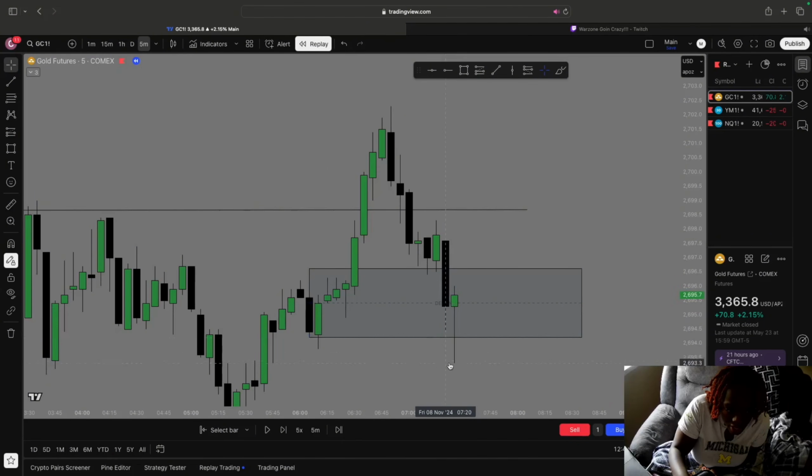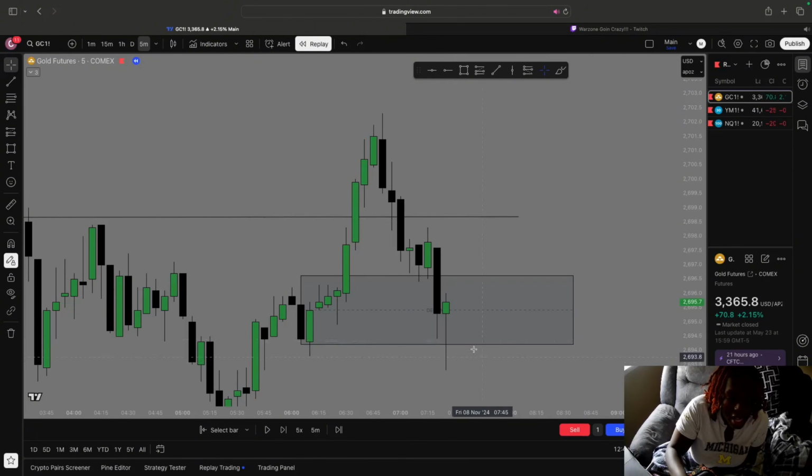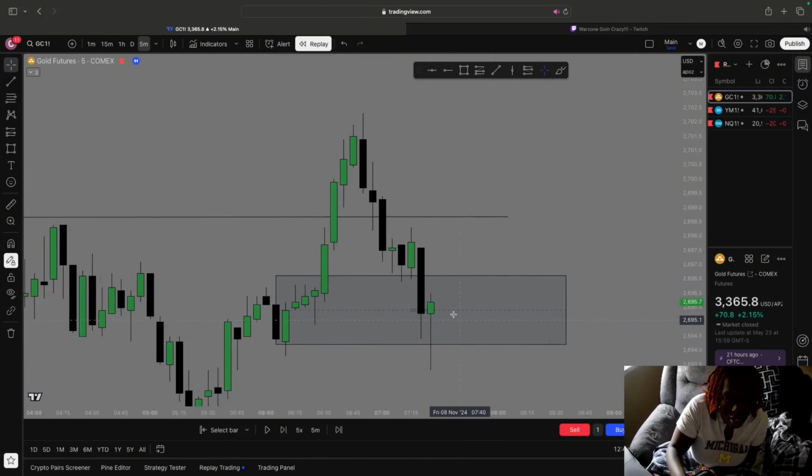Now, even though we wick below the box, we have not broken the box with the candle body. It has to break with the candle's body in order for it to be invalid. This is still a valid demand zone. Now I'm waiting on, and I like this candle here. I need a bullish engulfing candle outside of the box, and I'll probably get in. And that would do it for me right there.